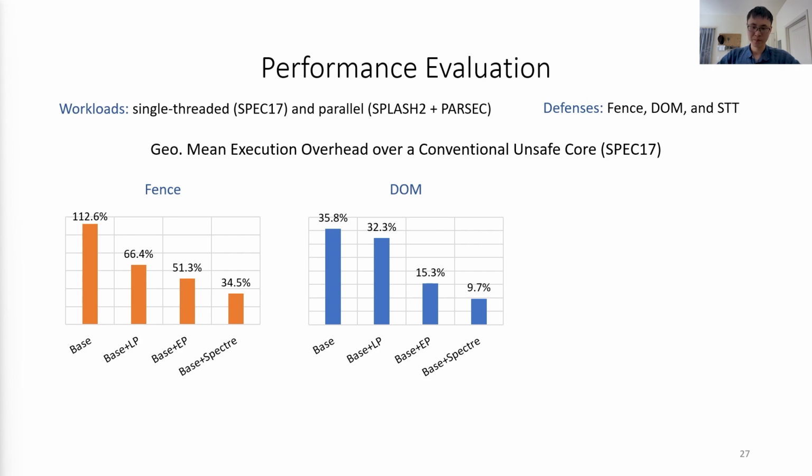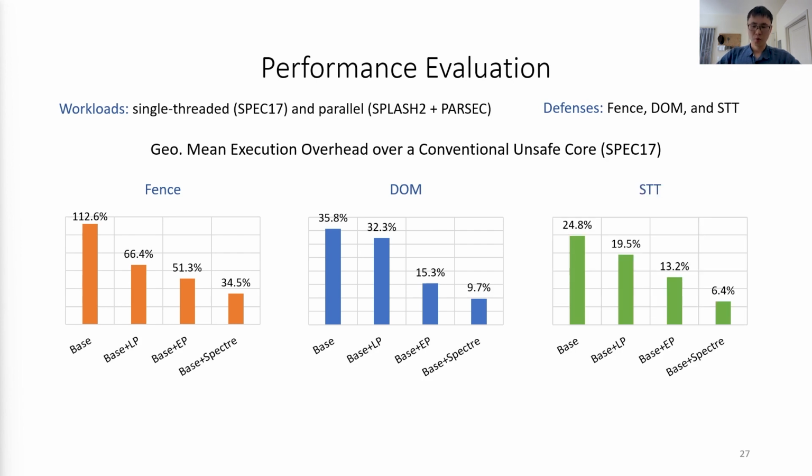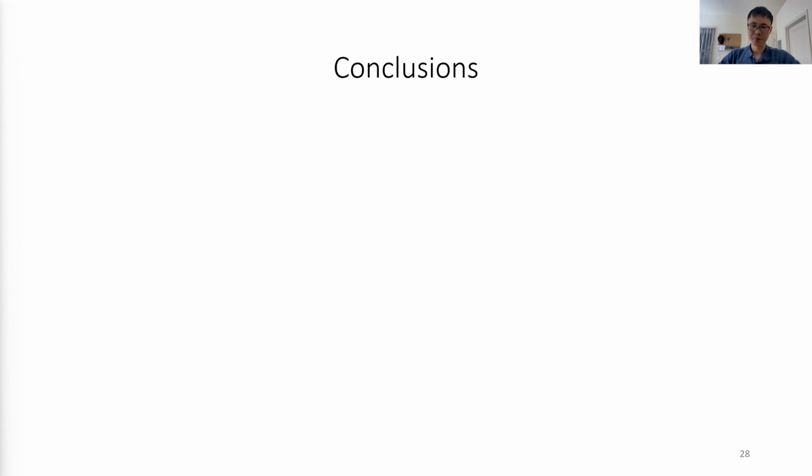to its lower bound. Finally, STT, which performs taint tracking, has the lowest overhead, around 25%, and late pinning brings it down to 19.5%, and early pinning can further reduce it to around 13%. Overall, with early pinning, we can reduce the execution overhead of all three defenses by about half.